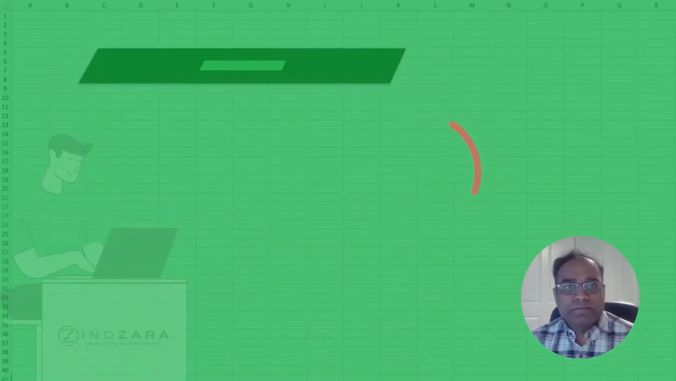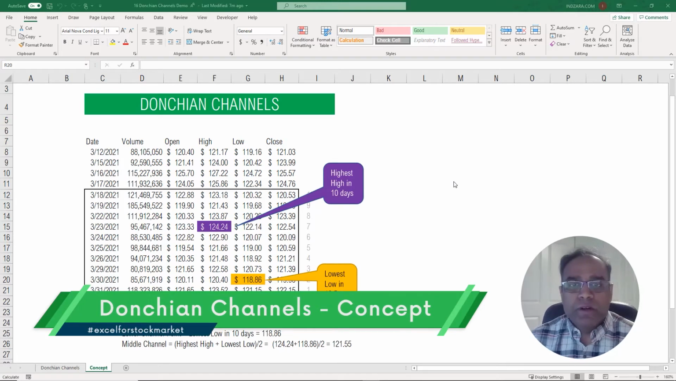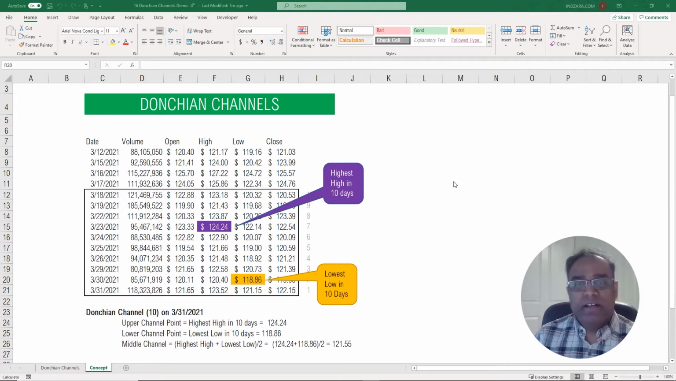Now let's get started. To talk about the concept, the Donchian channels is a banded indicator. So it'll have an upper line and then a lower line. And this is calculated using the formulas that we're going to talk about now.